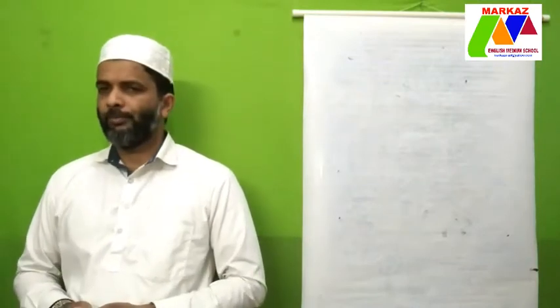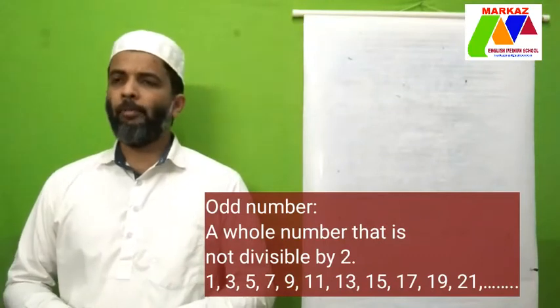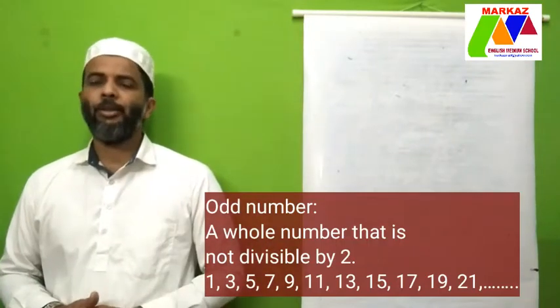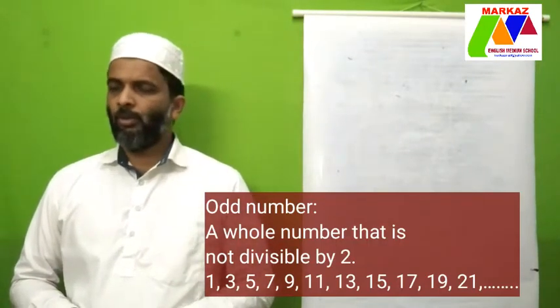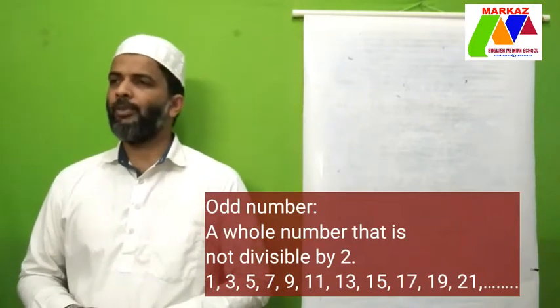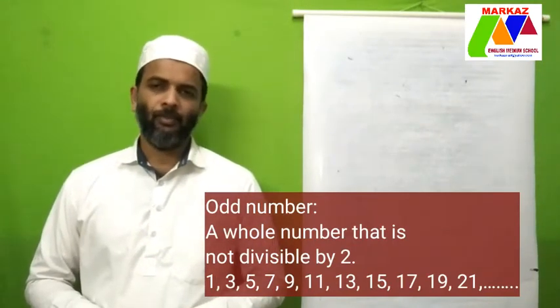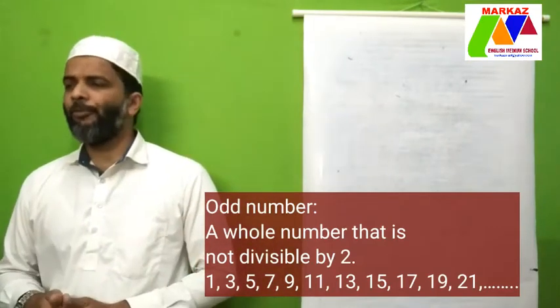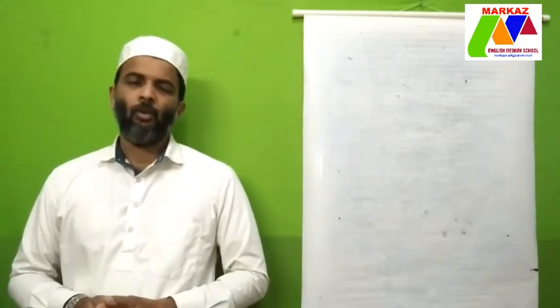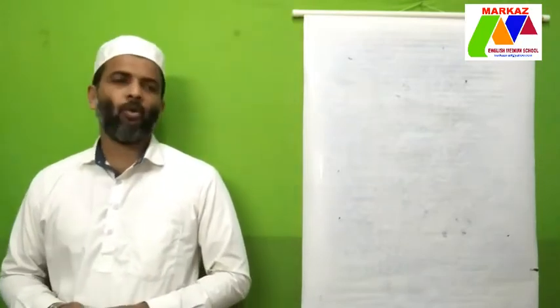Write down odd number. Odd number means a whole number that is not divisible by 2. For example, 1, 3, 5, 7, 9, 11, 13, 15, 17, etc. Numbers with the digits 1, 3, 5, 7 or 9 in the ones place, that number we call odd numbers. Okay, 413, is it an odd number or an even number? Ones place is 3, so the number 413 is an odd number.